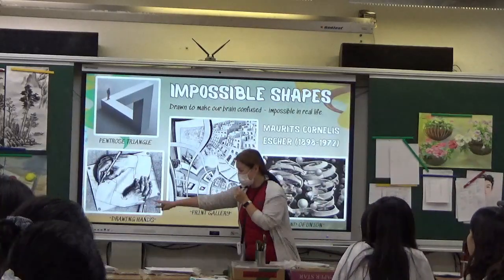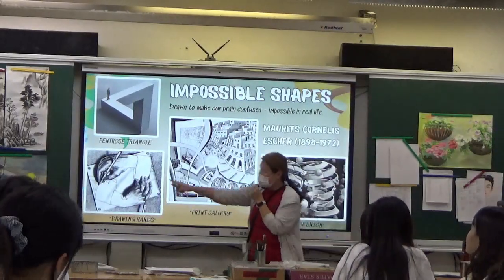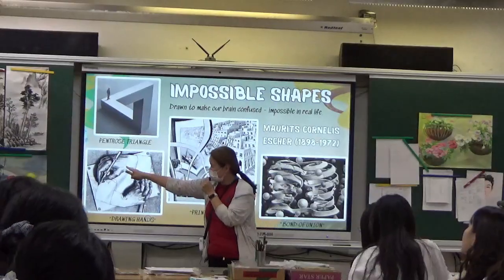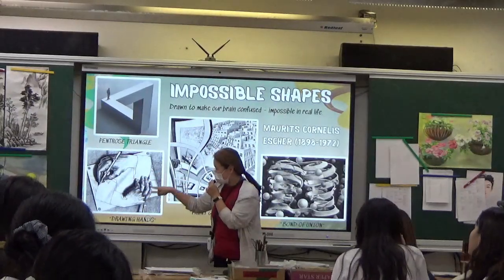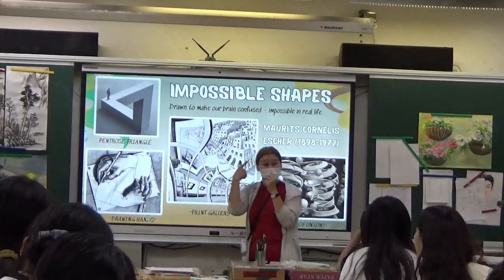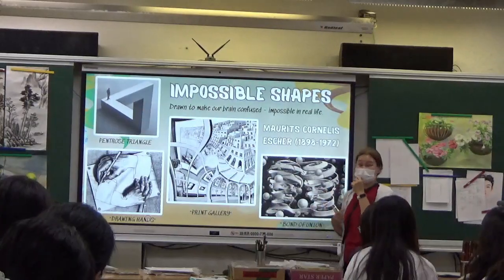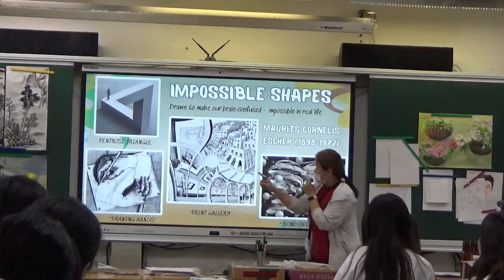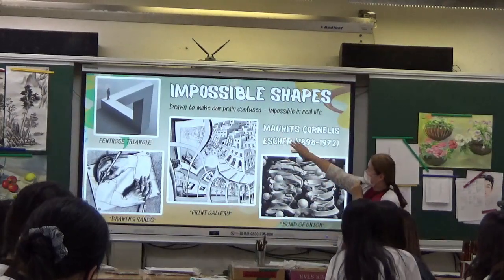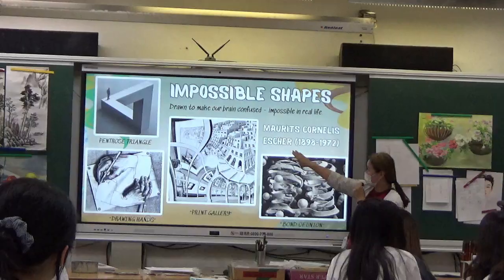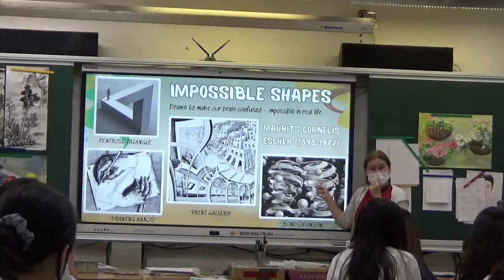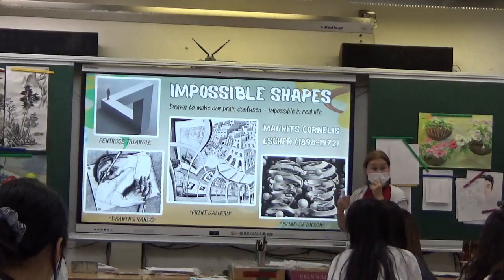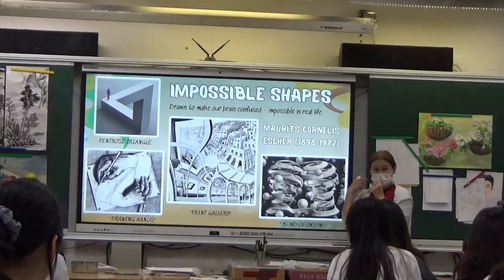And then for this drawing hands, which hand is drawing which? Is this hand drawing this hand or is this hand drawing this hand? So it makes your brain confused. So that's another technique. This was created by this guy called Maurits Cornelis Escher. So his style is creating impossible shapes to confuse people's minds.